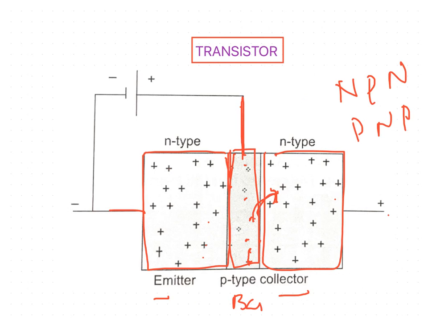So this base acts as the grid which is present in the triode valve. If you see the uses, transistors are used in preference to valves. In the early periods of development there were no semiconductors, so they used only valves at that time. After semiconductors came into the field, they preferred them in place of valves.